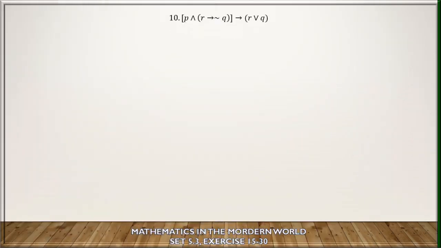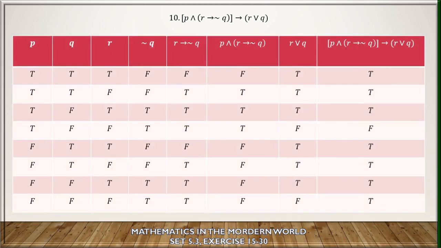The conditional of the conjunction P and conditional R, then not Q, then the disjunction of R or Q. So we have this table. P, Q, R, so not Q. We discuss from this one. R then not Q. So R then not Q. True, false is false. False, false is true. True, true is true. False, true is true. True, false is false. Now, false, false is true. True, true is true. False, true is true.